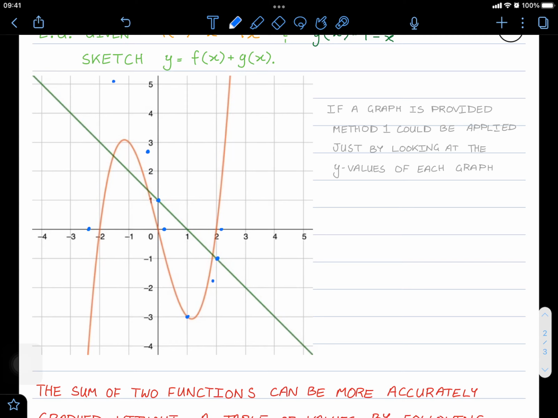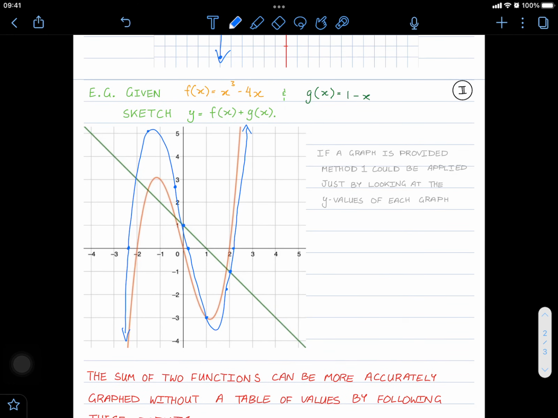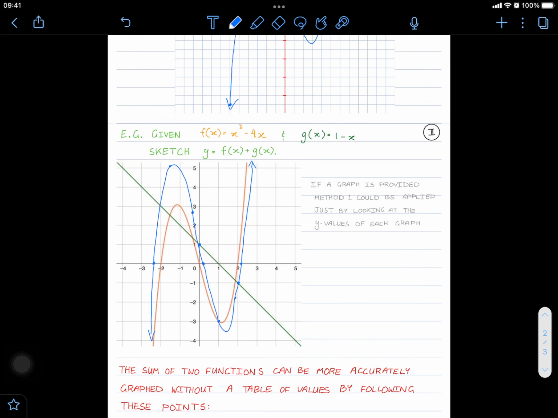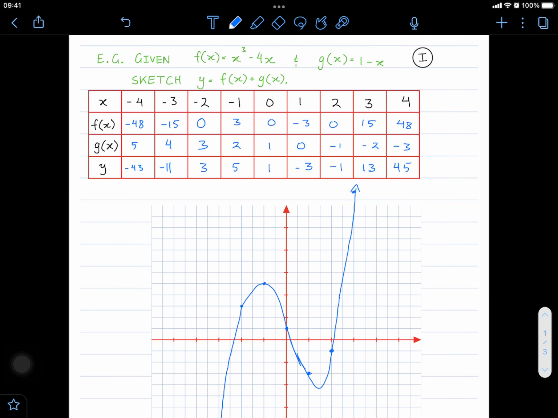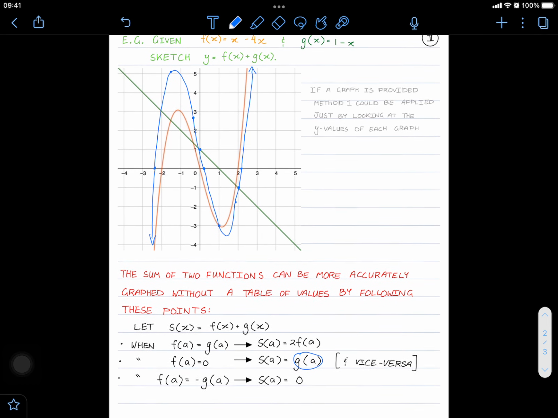Well, from these points, I hope you can see the graph already forming. Let's try it one more time. And there we go. So I hope that gave you an insight into graphing the sum of the functions using either the table of values, but more preferably using these features of the graph.